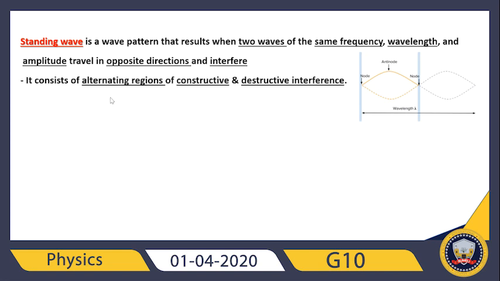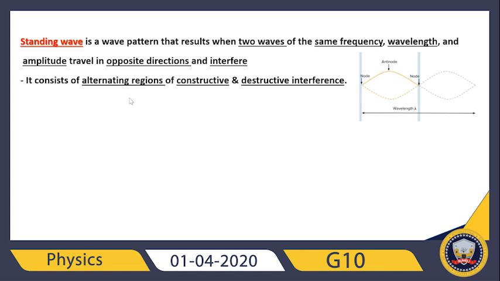So by the way, it consists of alternating regions of constructive and destructive interference. Do you remember constructive and destructive interference? Let me remind you, constructive interference is when the two waves have the same displacement from the equilibrium position, while destructive is the opposite: the displacements are opposite, one up and the other down, one left and the other right, in opposite directions from the equilibrium positions.